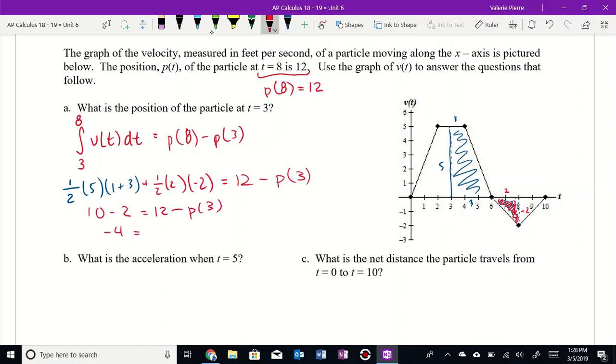So -4 equals negative p of 3. So p of 3 is equal to 4. And yes, we have units for this, because we have units in the problem where it said velocity was in feet per second.